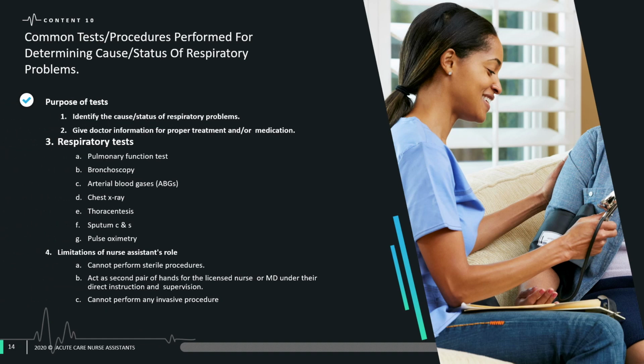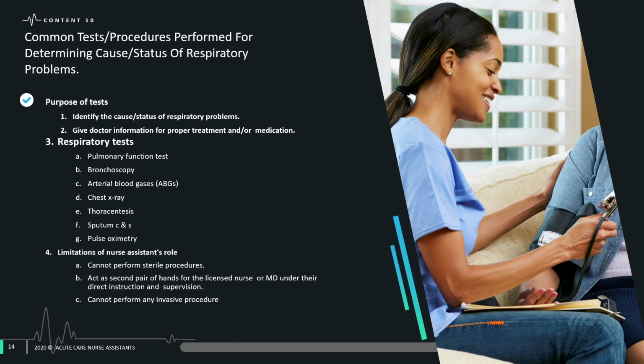Content 10. Common tests or procedures performed for determining the cause or status of a respiratory problem. Purpose of tests: identify the cause or status of respiratory problems and give the doctor information for proper treatment and/or medication. Respiratory tests: pulmonary function test, bronchoscopy, arterial blood gases, chest X-ray, thoracentesis, sputum C&S, and pulse oximetry.